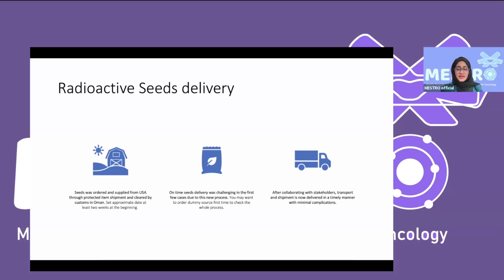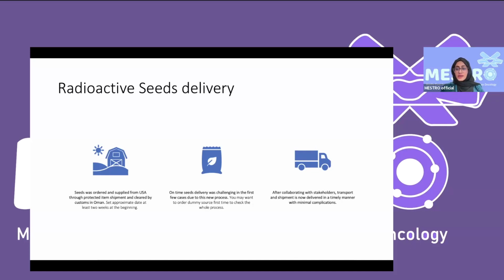So just keep a time between your implant and the time before you request the seeds. Also, you have to know all the challenges. Since it's a new process, you have to know the challenges of the delivery. So you may want to request a dummy seed at the beginning to go through all the process and see where you are getting stuck or where the problem is, and then you can fix it.